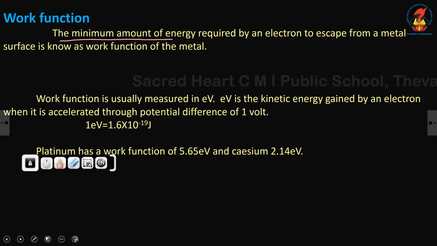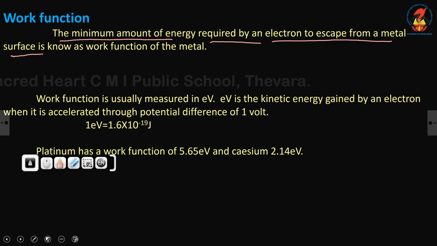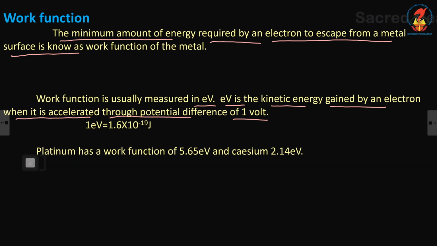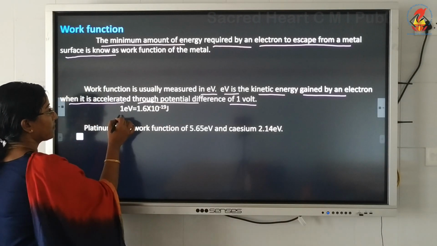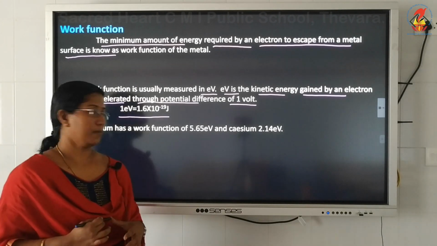It is the minimum amount of energy required by an electron to escape from the metal surface. It is usually denoted in electron volt, which means work function is measured in electron volt, and 1 electron volt is defined as the kinetic energy gained by an electron when it is accelerated through a potential of 1 volt. And the value of 1 electron volt in terms of joule is 1.6 times 10 raised to minus 19 joule.